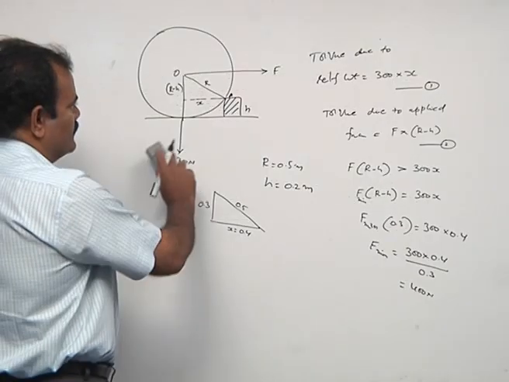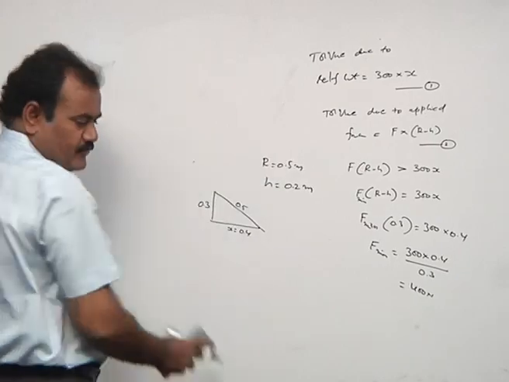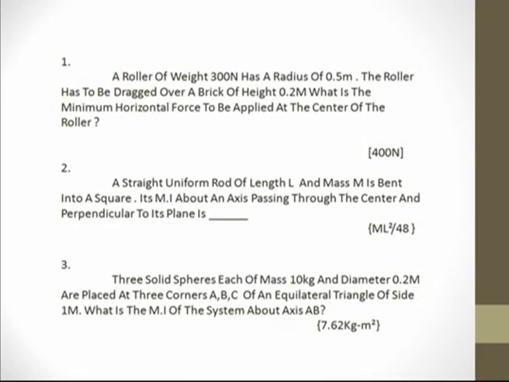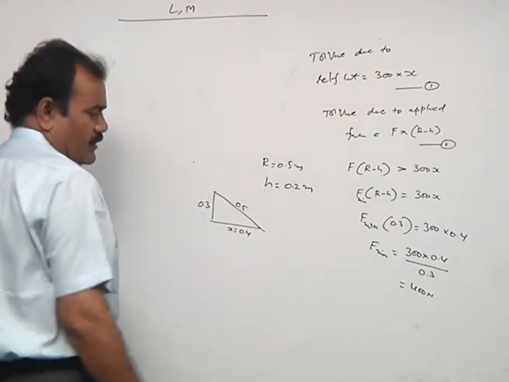So now the first problem is over. Now we are coming to the second problem. In this second problem we are taking a straight uniform rod of length L and mass m. So this is the L here, and again the mass m is here like this.